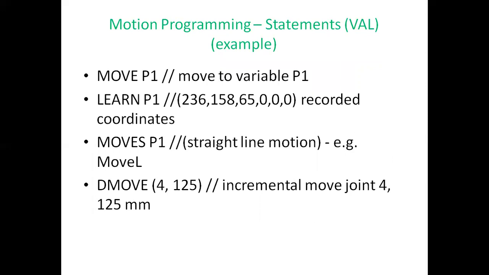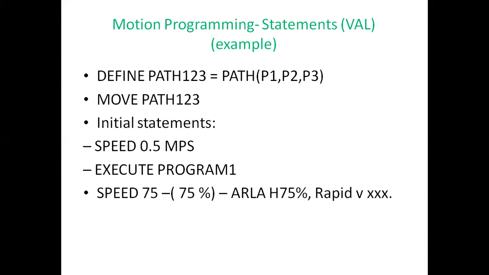So we have move P1, which is move to variable P1. Learn P1 means we have to record the coordinates. Moves P1 means that we have to go for the straight line motion. And BMOVE means we have an incremental move in joint code. The next thing we have to define is the path. So in this case, move path of P1, P2, P3, and we have to move along the path. On the initial statements, we should have the speed of 0.5, and we have the execute program, and the speed will be given on it.